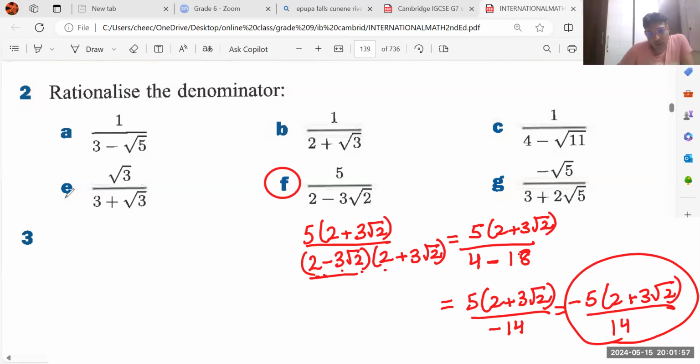Sir, how did 18 come? 3 ka square 9, root 2 ka square 2. So 9 into 2, 18. Sir, but minus 3 root 1 plus 3 root 2, won't they get cancelled? Where minus 3 root 1 plus 3 root 2? Sir, in the denominator. आप ये मल्टीप्लाई कर रहे हो दोनों को?